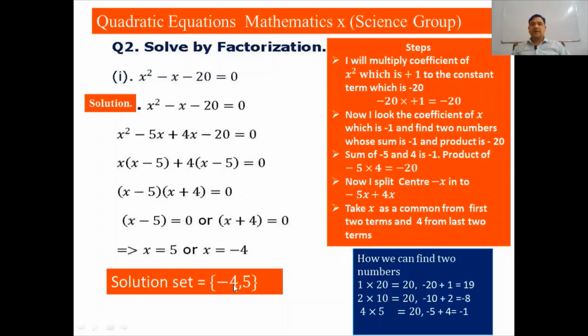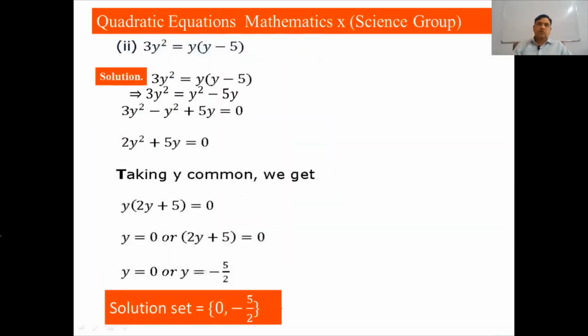So the solution set is minus 5, minus 4 and 5. So this is how we can factorize the question. Question 2 part 1. Question 2 part 2.